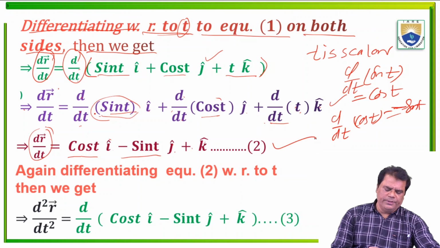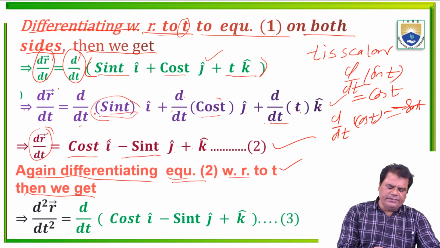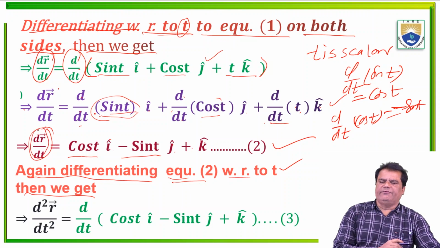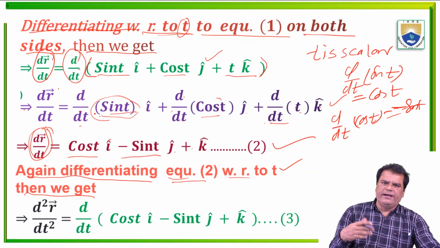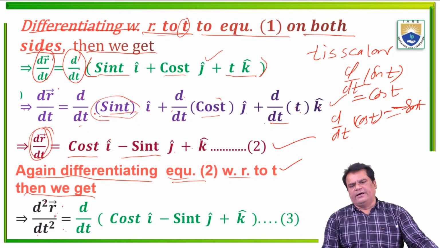This is equation 2. Again differentiating equation 2 with respect to t, on both sides, left side and right side. In equation 2, there is the first order derivative of vector r, which is dr vector over dt. Now again differentiating this vector, we get the two time differentiation of vector r, then we get d2r vector over dt2. d square r vector over dt square means two time differentiation of vector r.